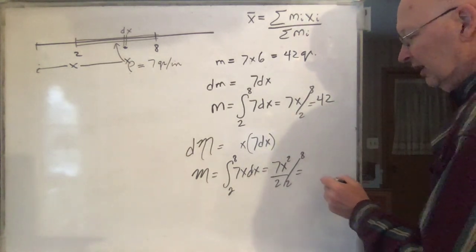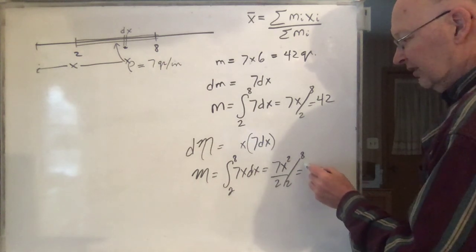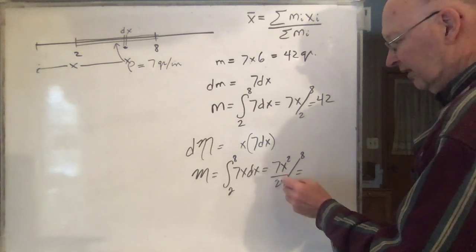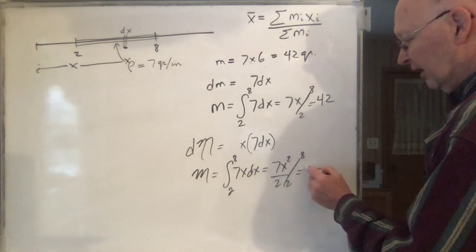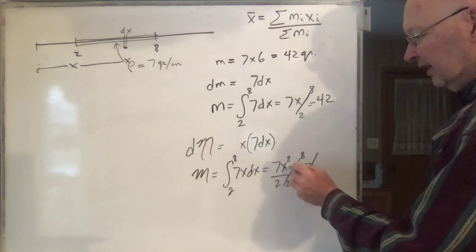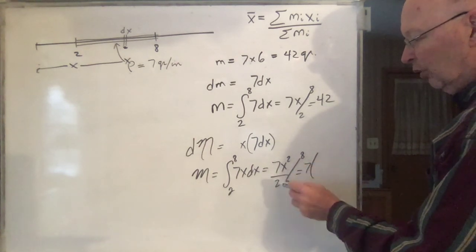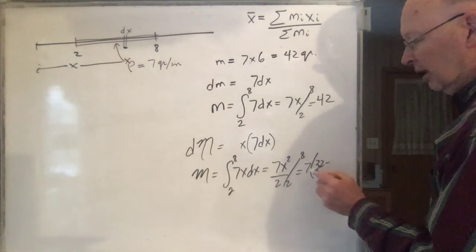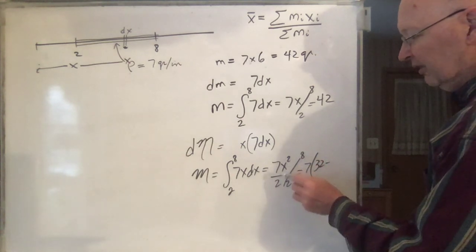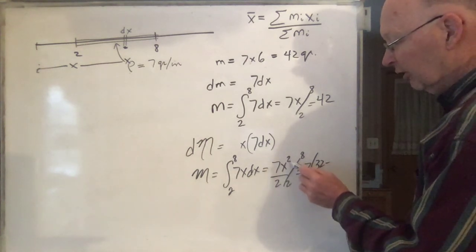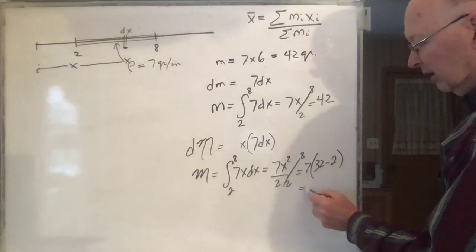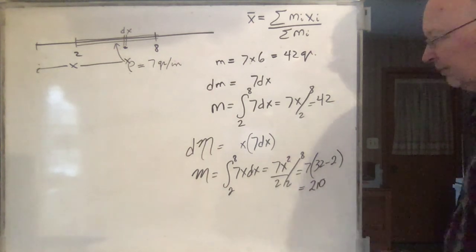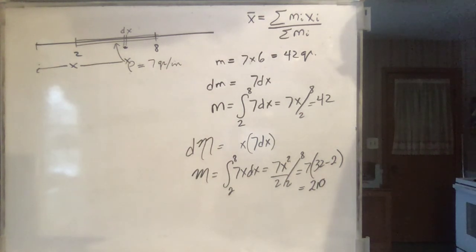And so it's going to be, let's see, how can I make this as easy as possible? So I'm going to bring the 7 out front, and I'm going to leave the x squared over 2, so it's going to be 64 over 2 is 32, minus, that was when I put in 8 here, 64 over 2. I put in a 2 here, it's going to be 4 over 2 is 2. 32 minus 2 is 30. 30 times 7 is 210. So there's the moment. Oh, this one worked out kind of nicely, didn't it?